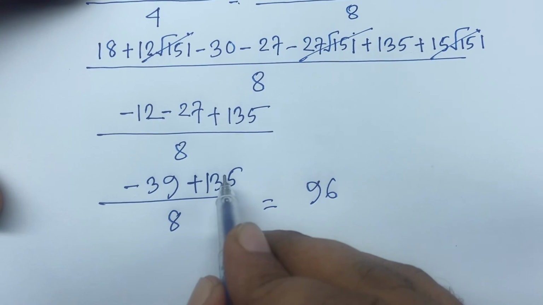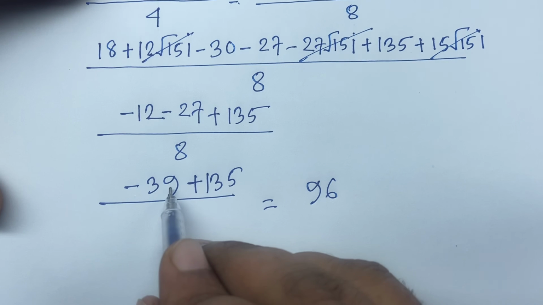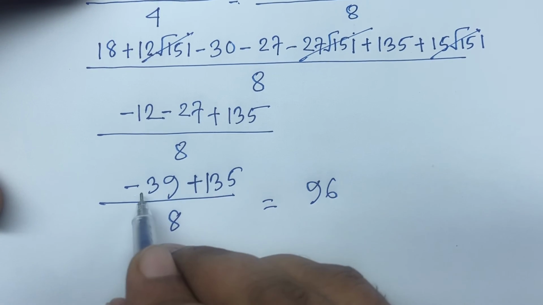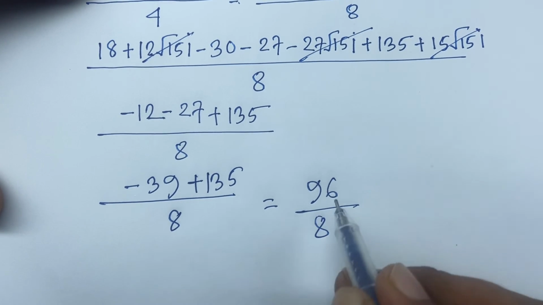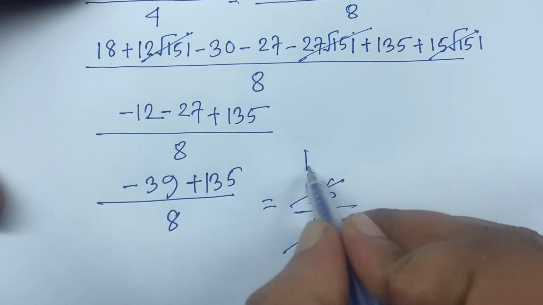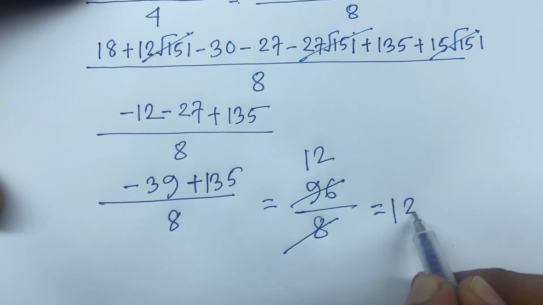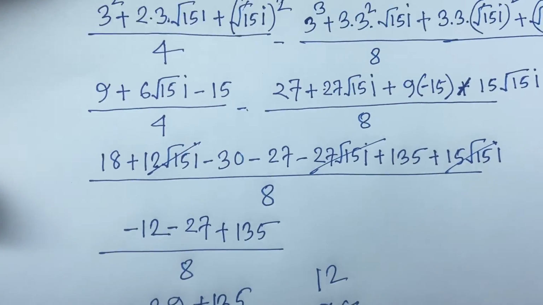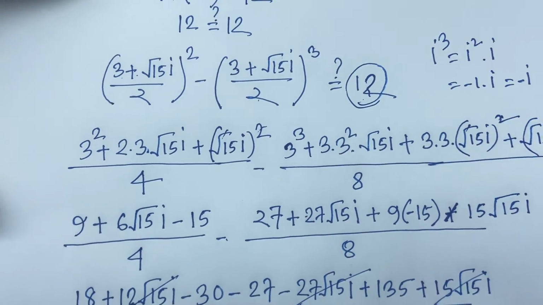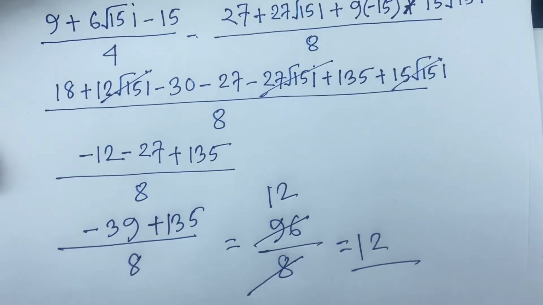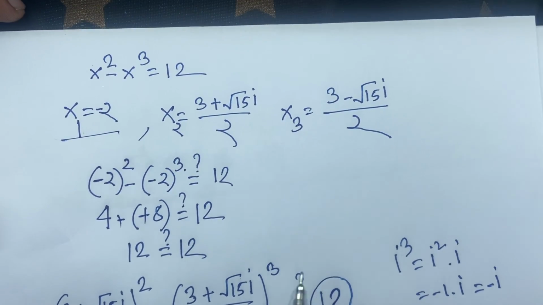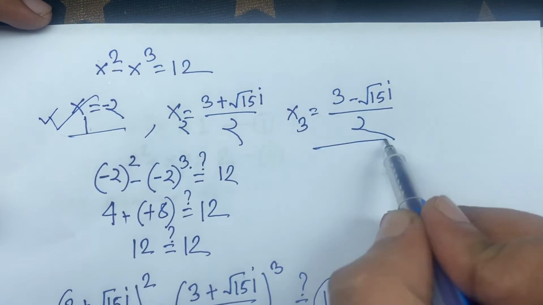Look, 15 minus 9, it will be 6, and here is 12. 12 minus 3, it will be 9 over 8. So I can say 96 divided by 8, it will be 12. So this is 12. So I can say this is also the right answer, because this equals 12. So it is also the right answer, and x equal to minus 2 is also the right answer.